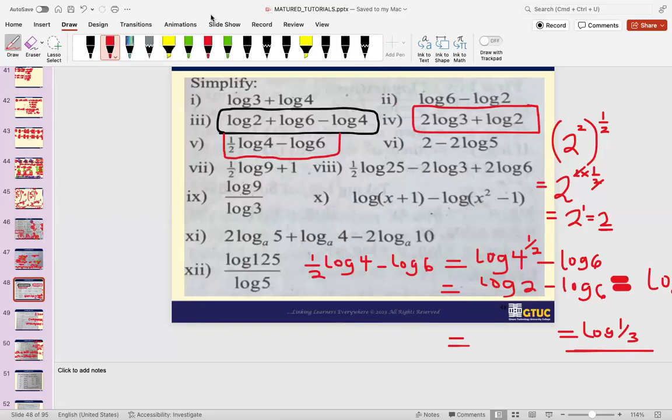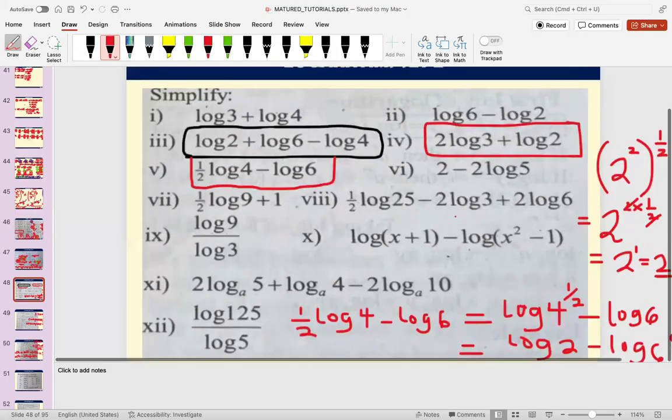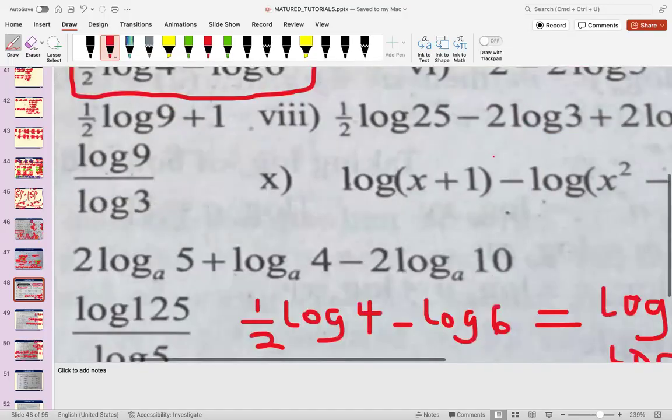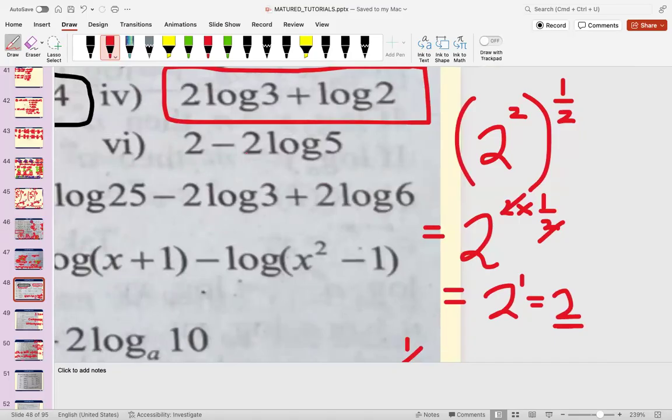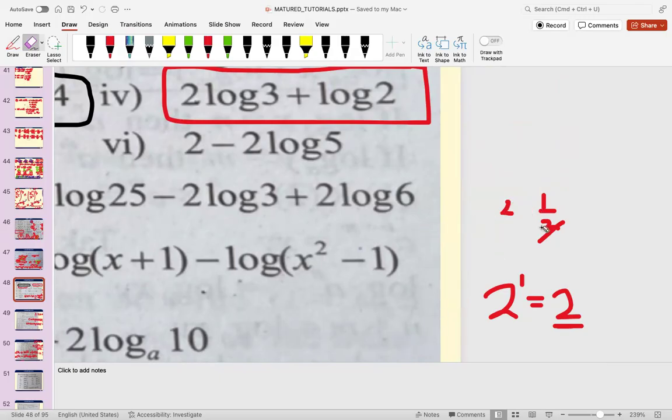Any other question? That was a good question. Okay, I'm sure the questions will start coming as we solve more problems. So let me move to question number 6. Very funny: 2 minus 2 log 5. How can you solve this one successfully? We'll have to use some trick here. 2 minus 2 log 5.